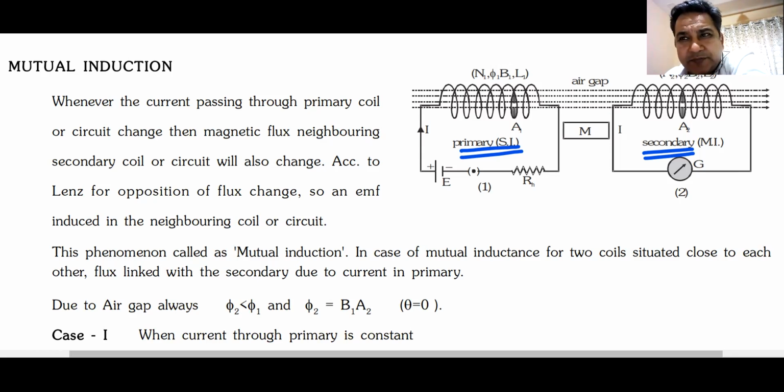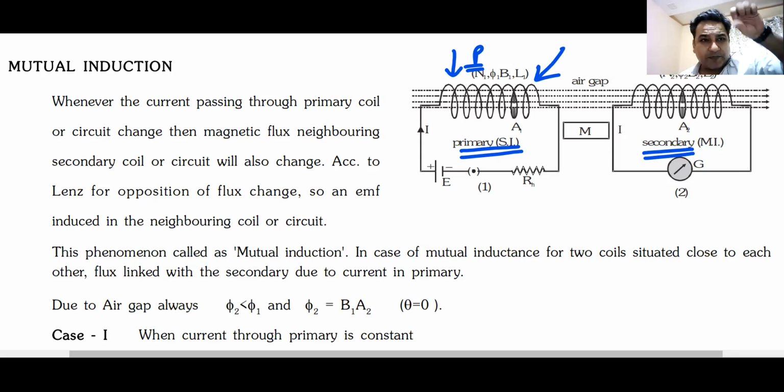If you change the current in the primary, flux will change in the primary, and EMF will be induced in the primary. That is all self-induction. But if these two, number one, the primary coil, and number two, the secondary coil, are magnetically coupled, what do you mean by magnetically coupled? Magnetically coupled means that the flux linked in the primary coil is also linked with the secondary coil. For example, you have a primary like this, and then you have a secondary on top of it.